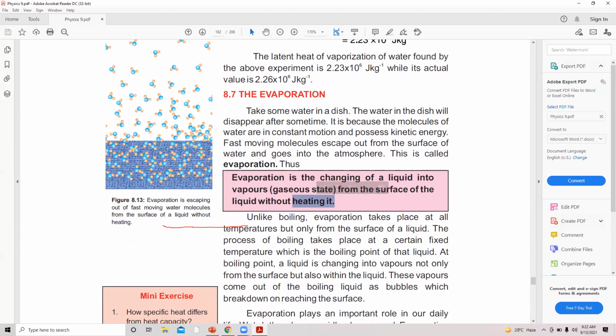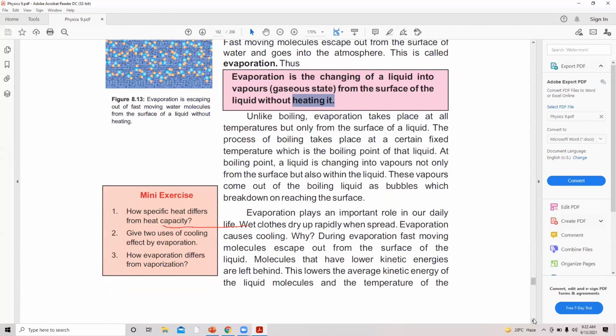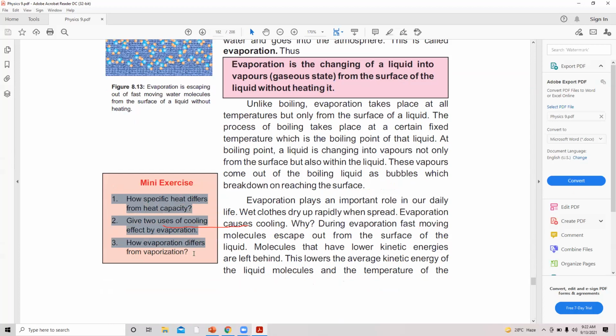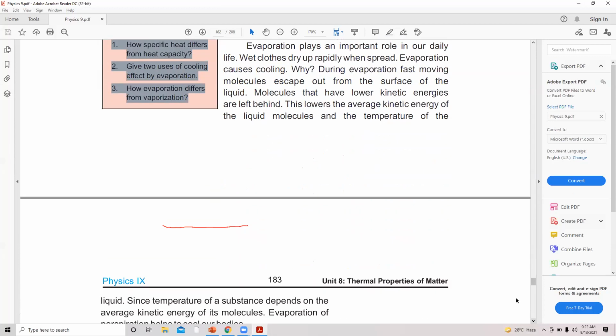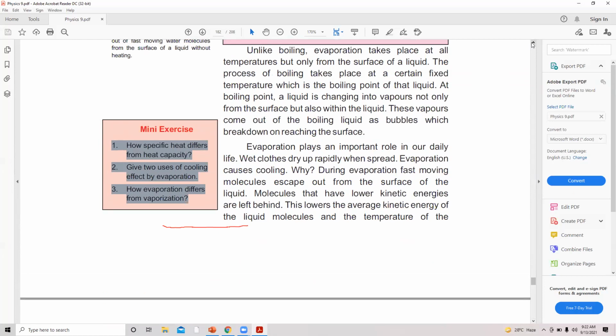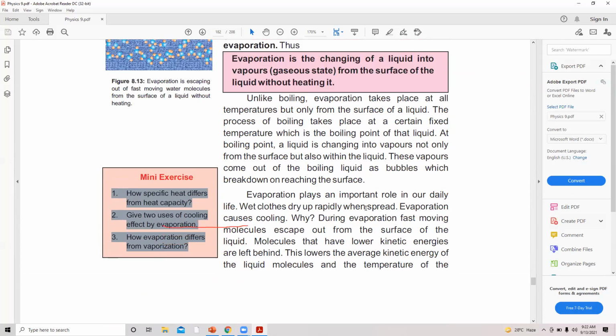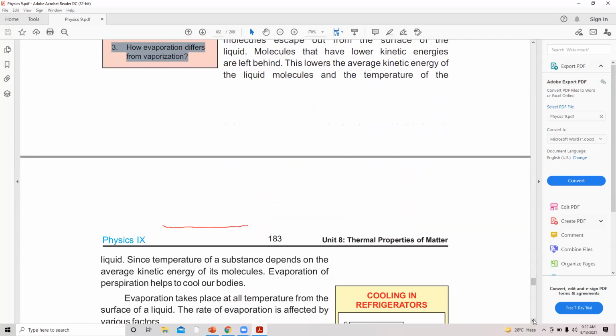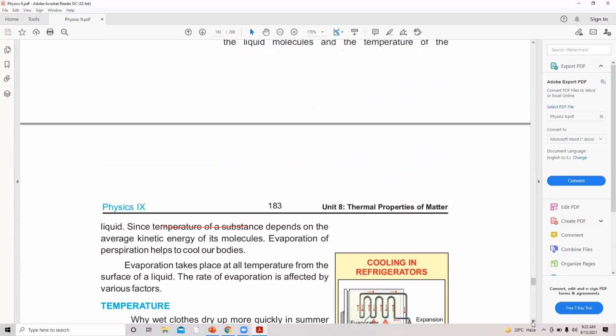Then you also have to see the questions of the mini exercise that we have done today, right? You must know the roles of evaporation in our daily life, and why we feel a cooling effect after evaporation. When evaporation takes place on the surface, obviously the molecules with high kinetic energy, which are active on the surface, evaporate, and so it leaves behind a cooling effect. So this is all the exercise question that you have done.